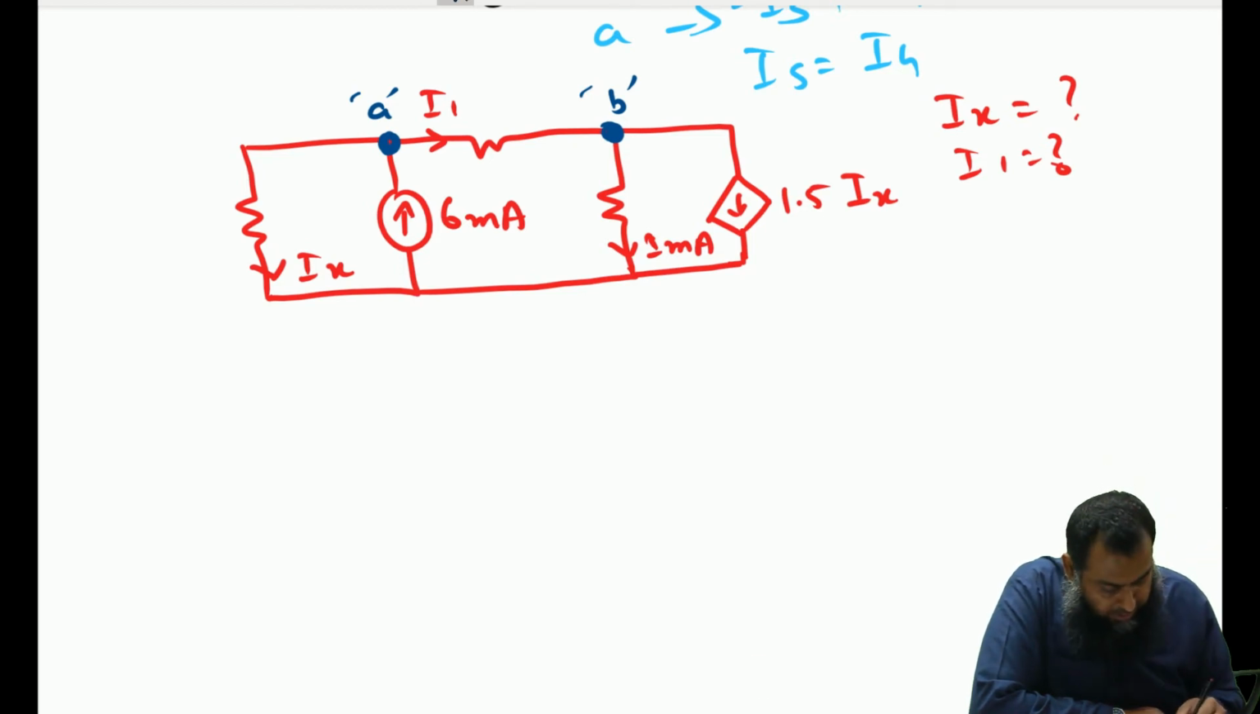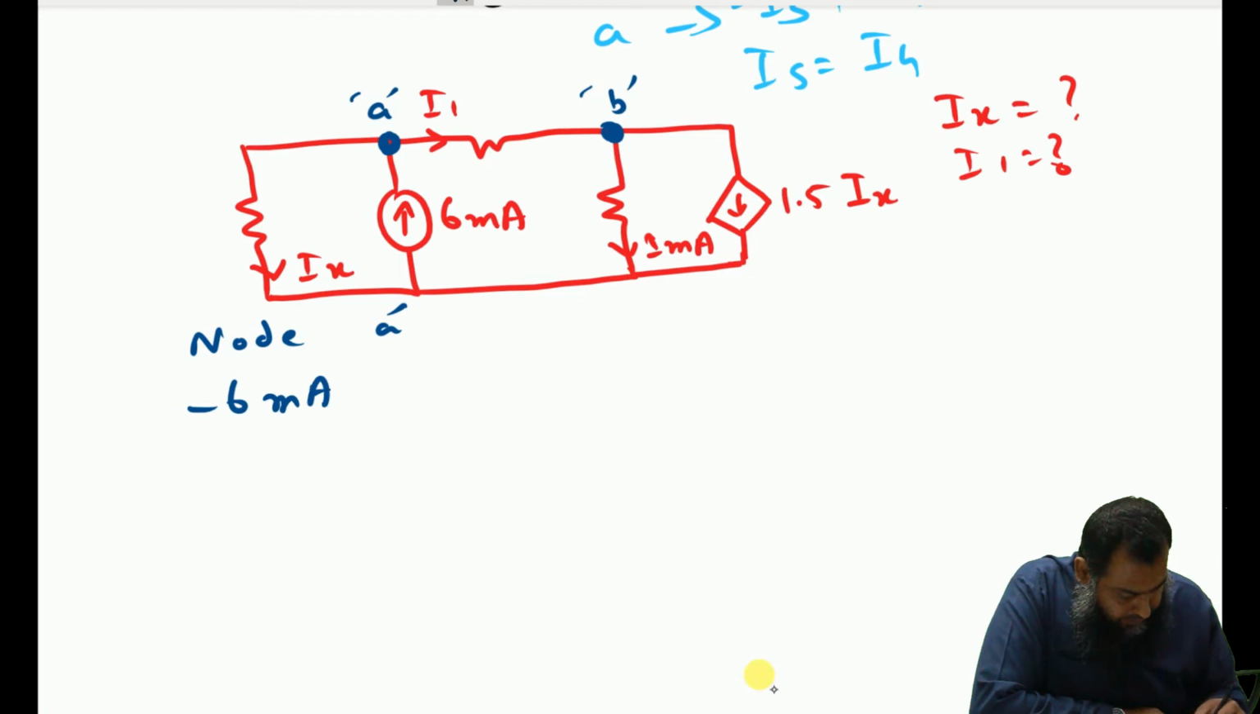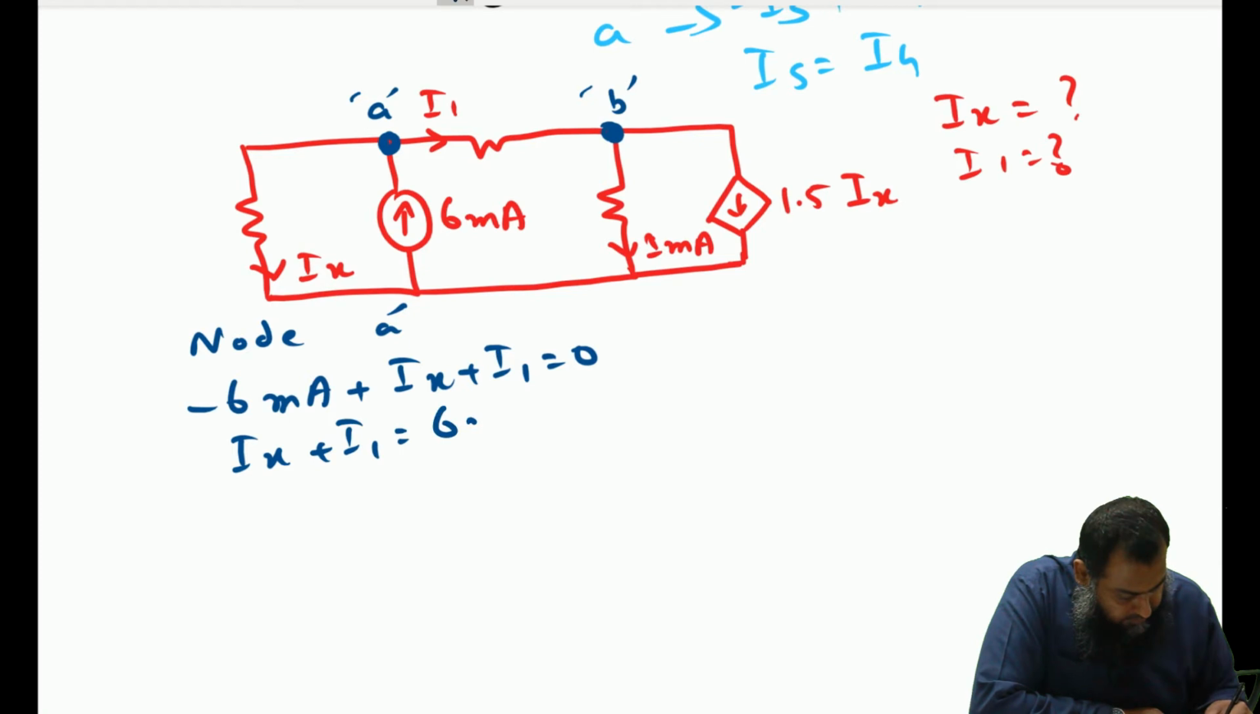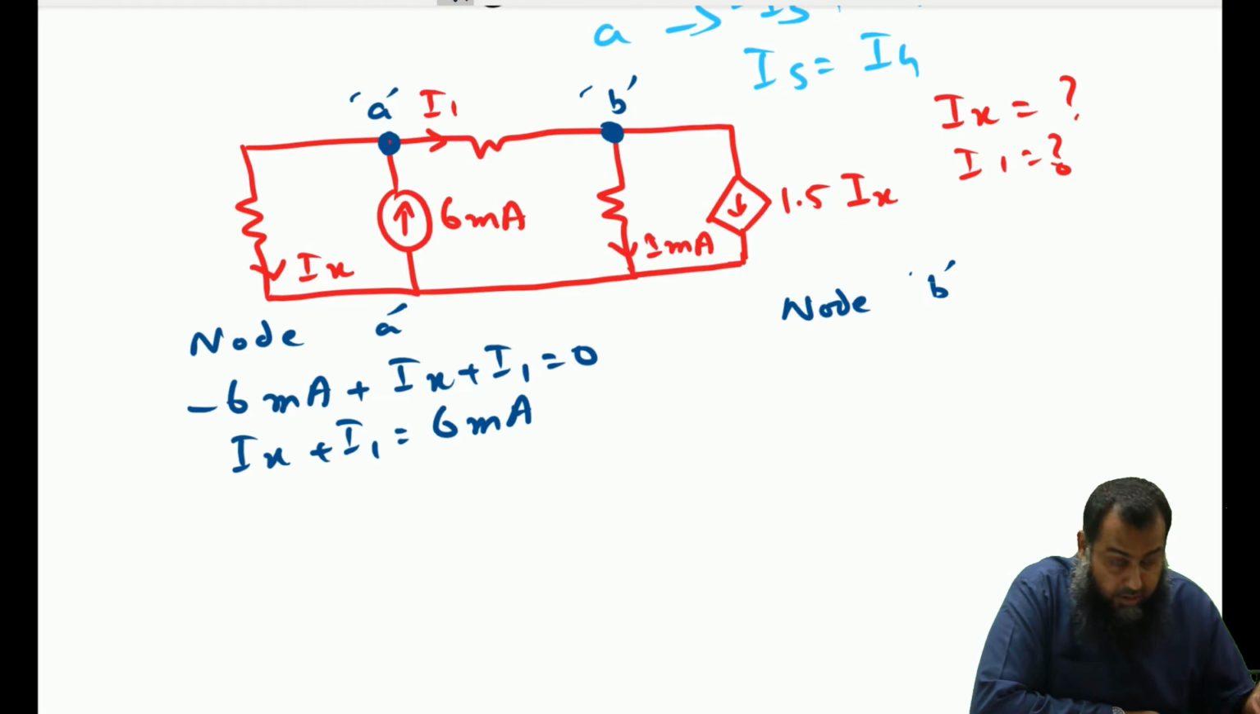So for node A, we shall assign minus 6 milliampere plus Ix plus I1 equals 0, or in other words, Ix plus I1 equals 6 milliampere. Similarly, I will apply the KCL at node B. If I apply it at this node B, then there is this current I1 entering this particular node in this direction.